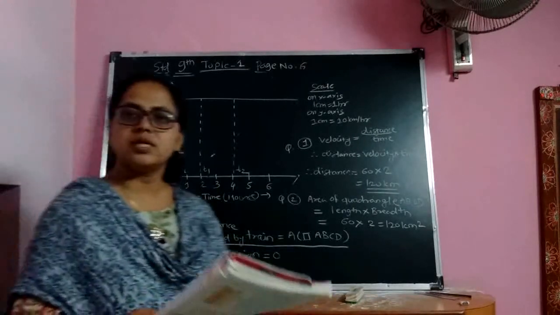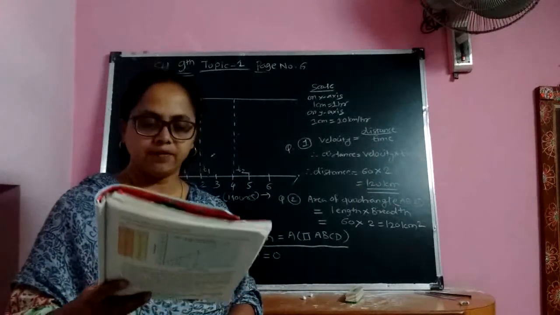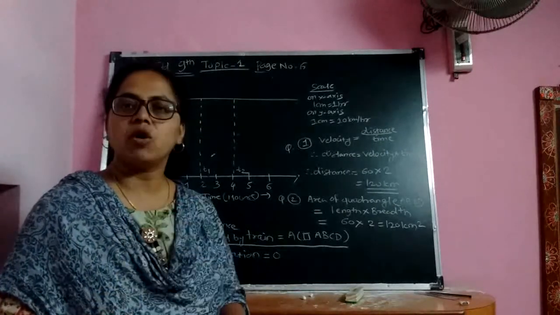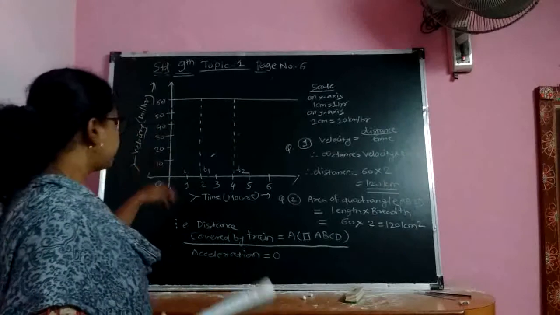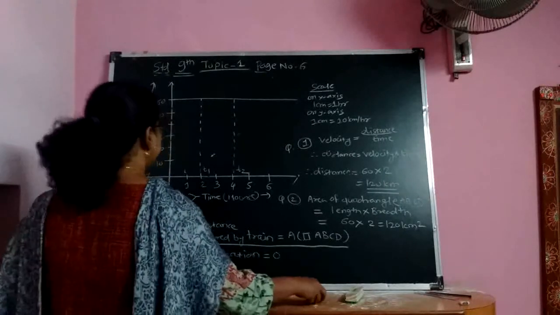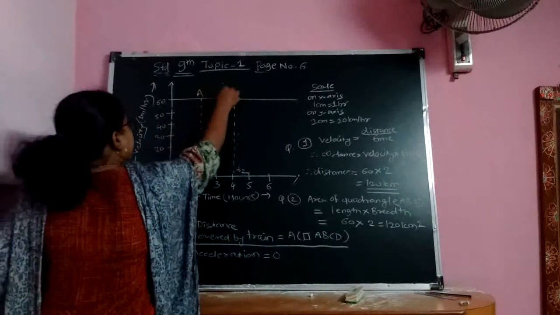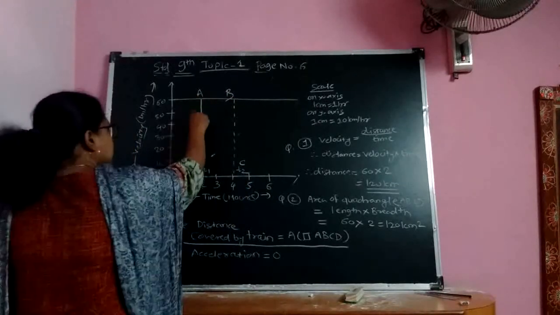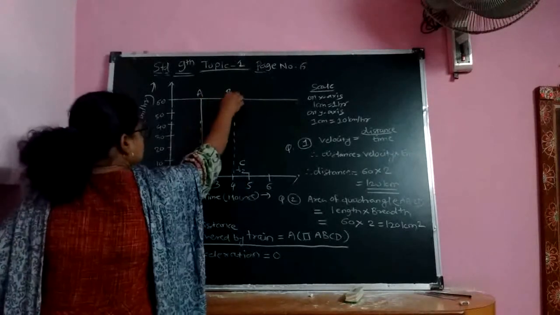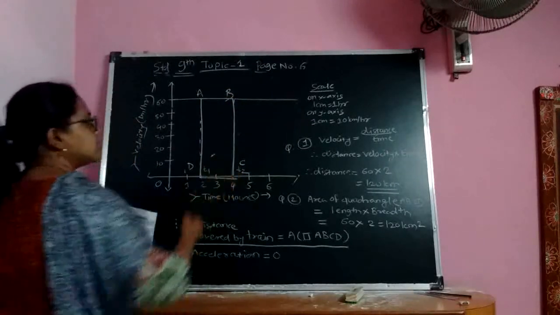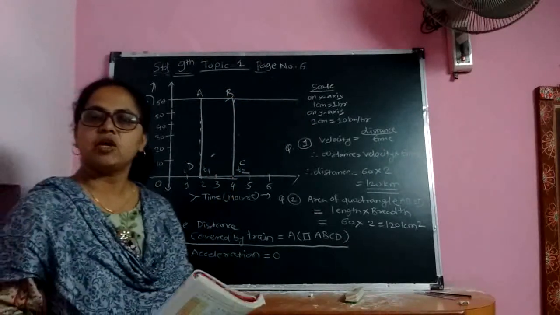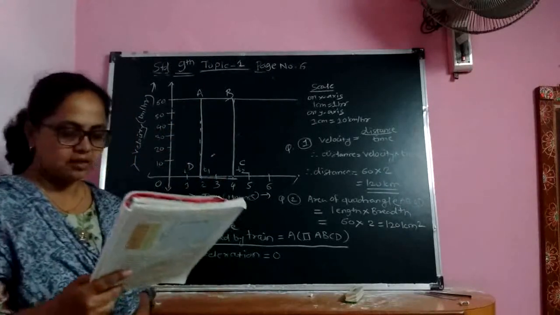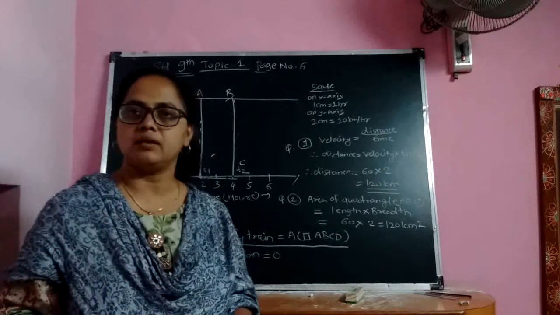Then the next question is: is there a relation between the distance covered by the train between 2 and 4 hours and the area of a particular quadrangle? You can see here A, B, C, D. That is, you can see in the graph, is there a relationship between the distance traveled by the train and the area of quadrangle ABCD? Then, what is the acceleration of the train?